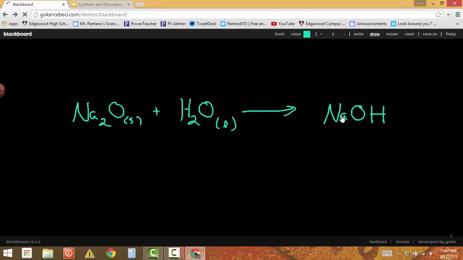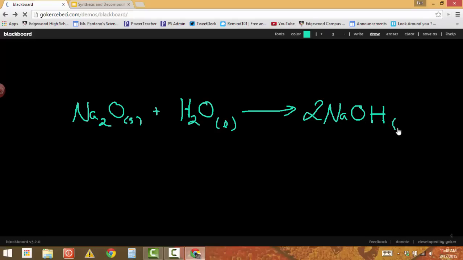Okay? Sodium hydroxide, so now I have to balance this. I have 1 sodium here, I have 2 sodiums over here. So let's put a 2 in front of the NaOH. So that gives me 2 sodiums on both sides. That gives me 2 oxygens, which I have, 1 in water and 1 in sodium oxide, and 2 hydrogens, which I have both in water. So this must be the answer.